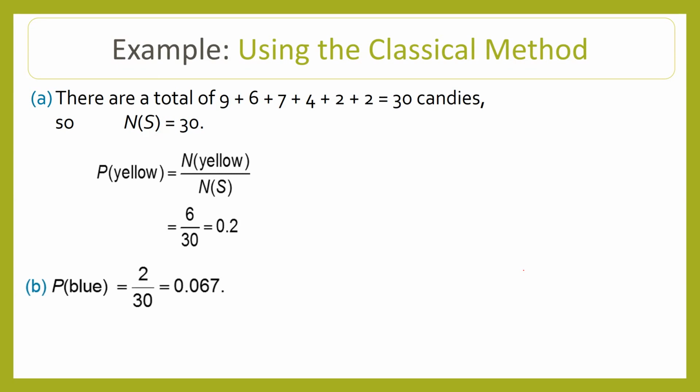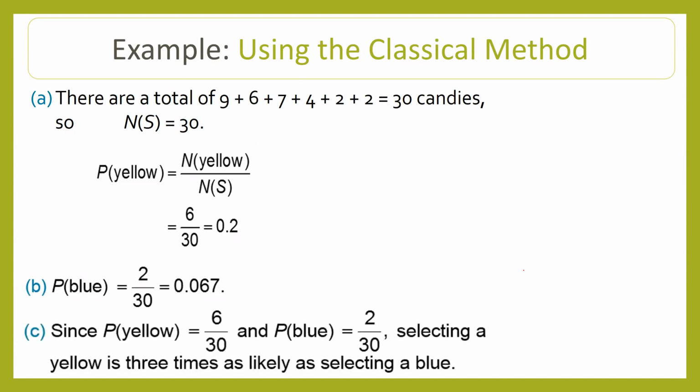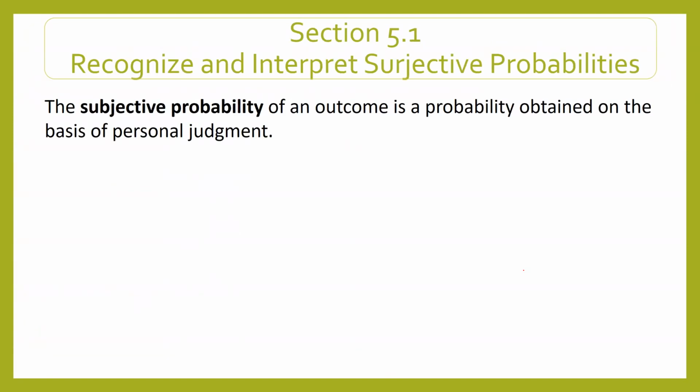For blue, the same thing. There are 2 blue candies, so we have 2 over 30 in this case, so it's 0.067. All right, so if you want to compare the two, selecting a yellow is 3 times as likely as selecting a blue. Of course, yellow has greater probability.